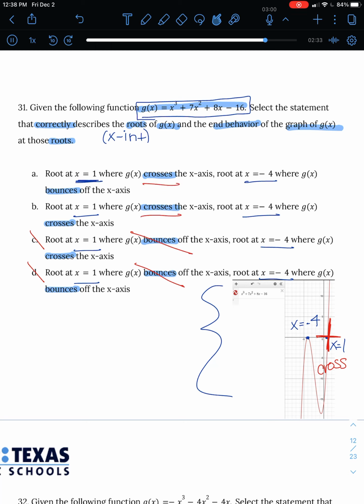Now I'm going to look at the -4 x-intercept and see what's happening there. Here at -4, I notice that it is not crossing my x-axis. And so I'm going to say that at -4, it is bouncing. Therefore, I am looking for something that bounces and does not cross. And so my answer for this one is going to be A.